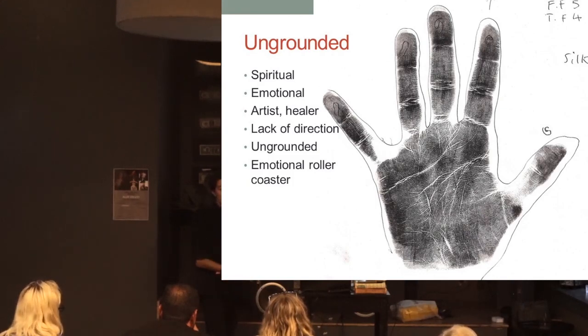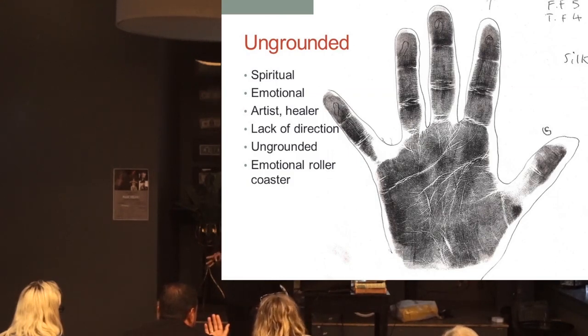This is an example of an ungrounded hand, let's call it. So what we can see is a lack of lifeline. When someone hasn't got a lifeline, they've got a watery hand type like this, they've got a strong emotion line, they're going to really not have an anchor. They're not going to have something that kind of holds them in this reality.